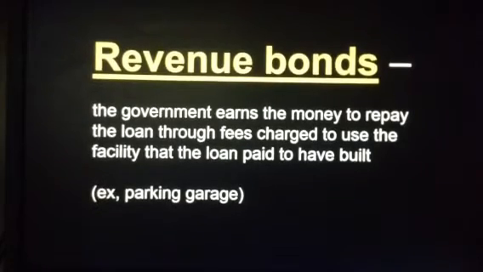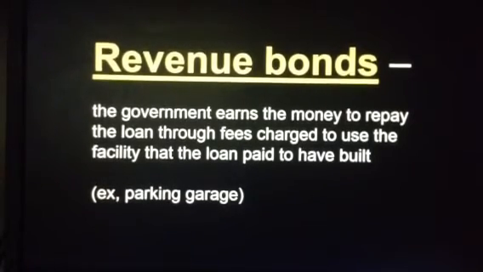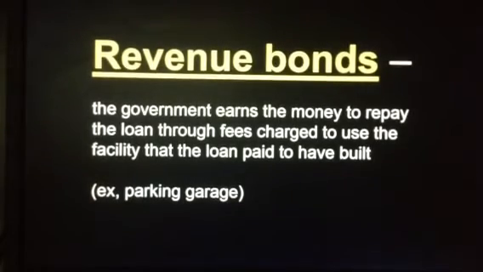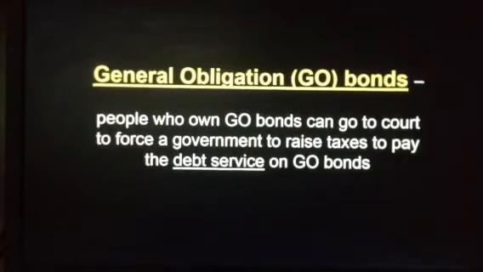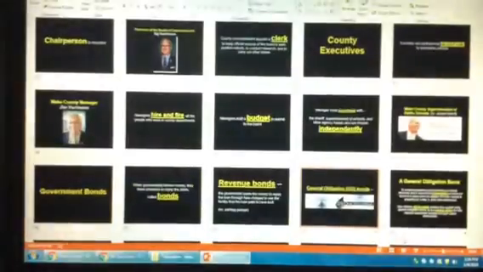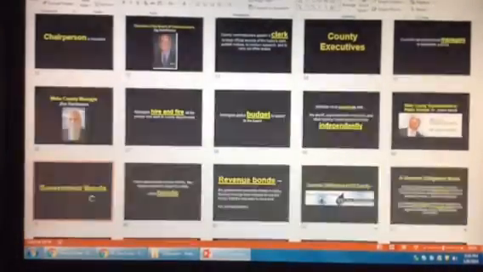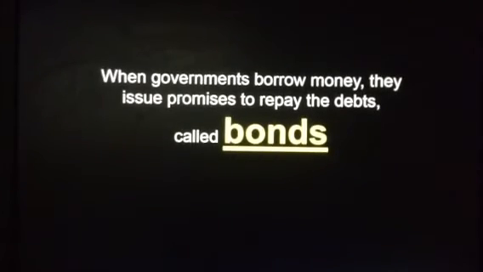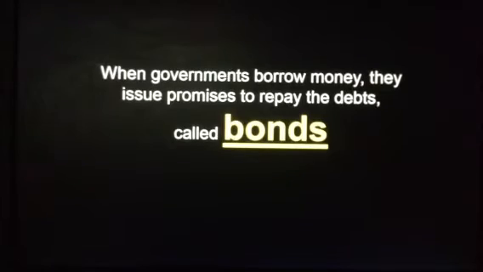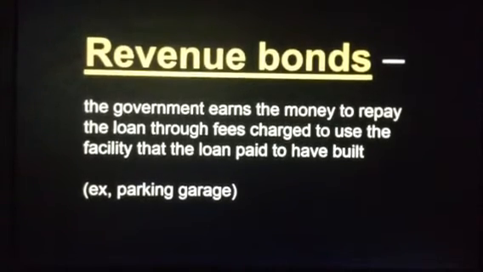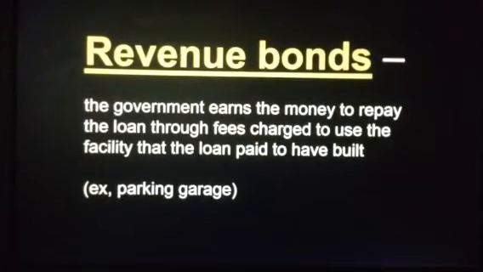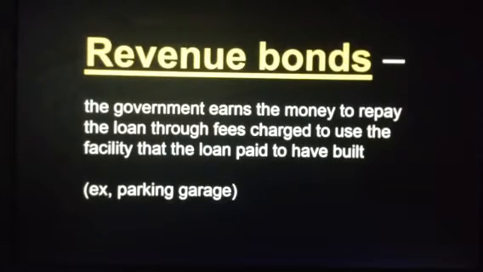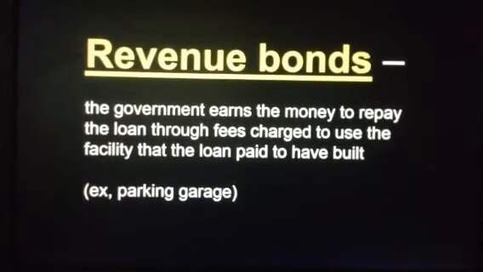We concluded the last lesson about revenue bonds. Let's go back previously. Government bonds. When governments borrow money, they issue promises to repay debts, called bonds. A revenue bond, the government earns the money to repay the loan through fees charged to use the facility that the loan paid to have built. An example of that would be like a parking deck.